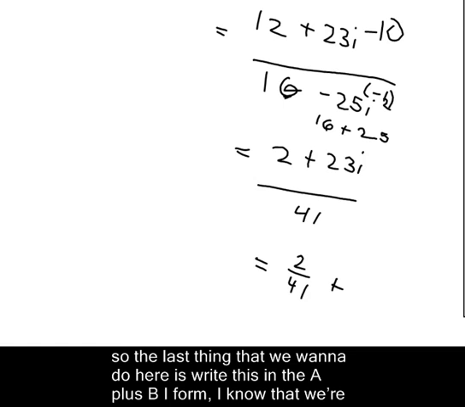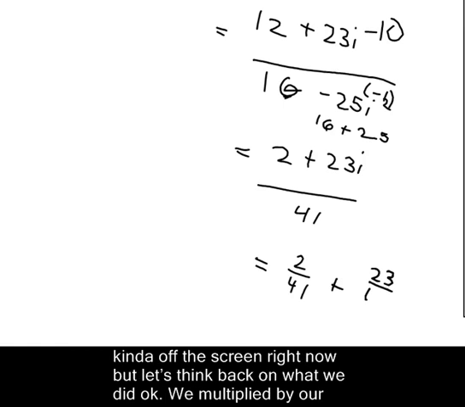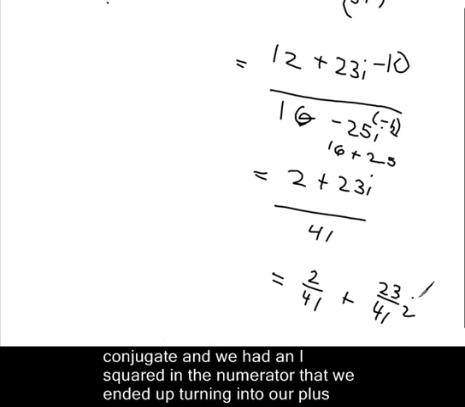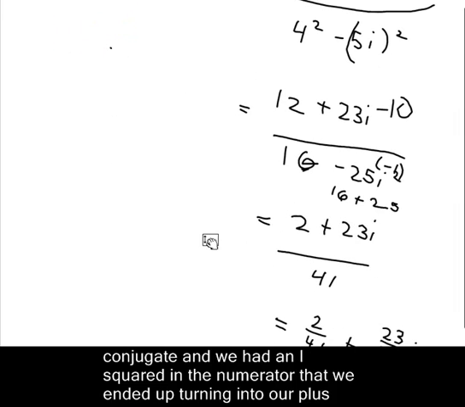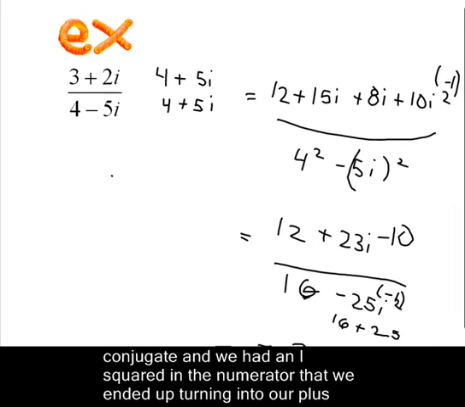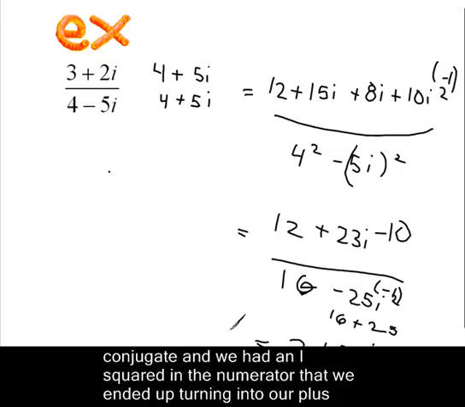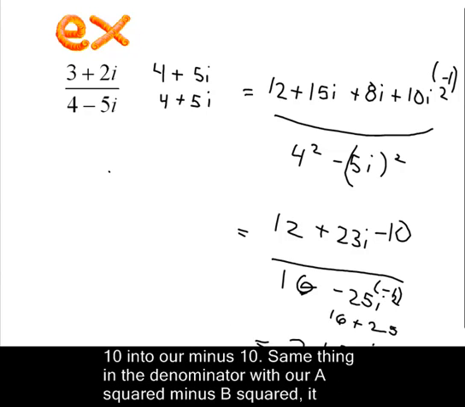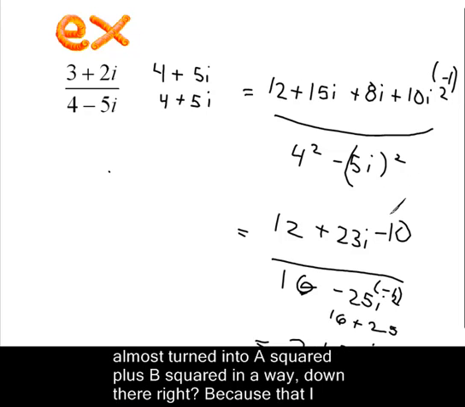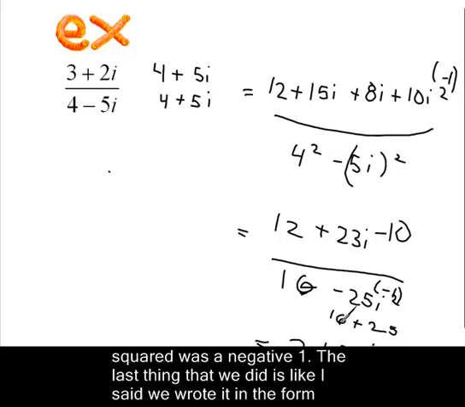So the last thing that we want to do here is write this in the a plus bi form. I know that we're kind of off the screen right now, but let's think back on what we did, okay? We multiplied by our conjugate, and we had an i squared in the numerator that we ended up turning our plus 10 into our minus 10. Same thing in the denominator with our a squared minus b squared. It almost turned into an a squared plus b squared in a way, right? Because that i squared was a negative 1.